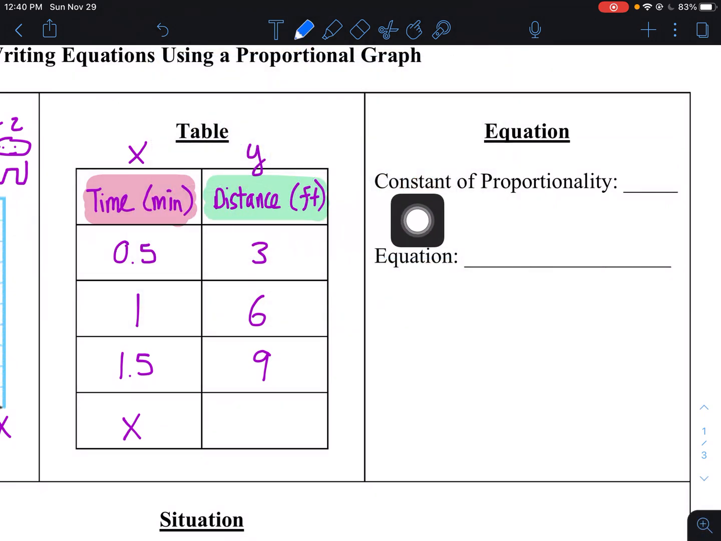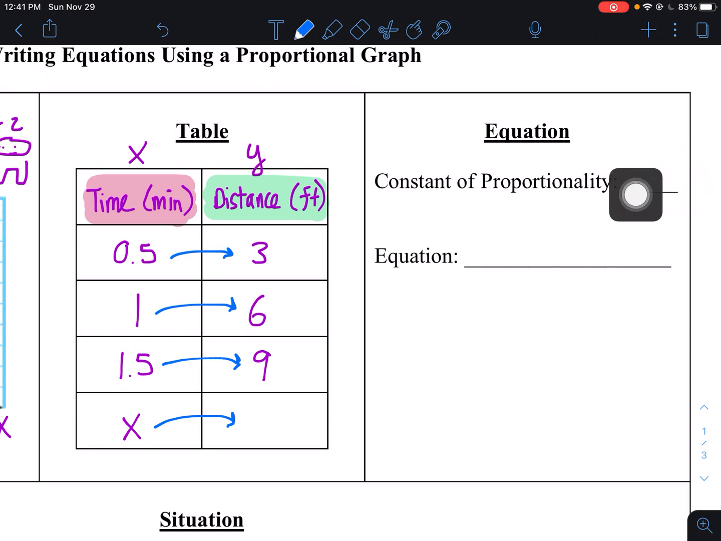The next thing we need is the constant of proportionality, which we can find by figuring out what we need to multiply across. I put x in this table because it's going to help us figure out our equation once we find our constant of proportionality. So if I think about what to multiply, we kind of have a nice number here. 1 times something is 6. Well, we know anything times 1 is itself. So that means we have to be multiplying by 6.